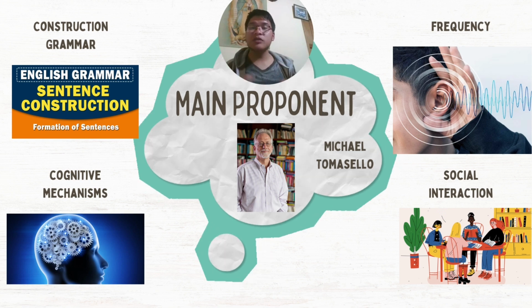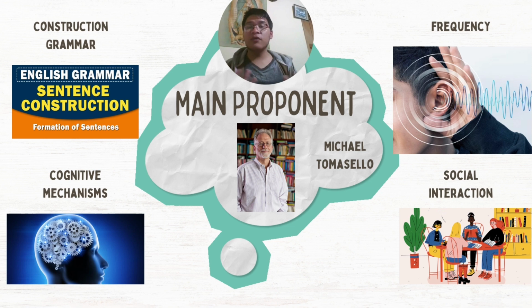The first of them is a construction grammar that suggests that language is organized around constructions, and these constructions are formed through the repeated exposure we have to the language. And this practically explains how different words and expressions are used in different contexts. The other one is frequency. It means that the more exposed we are to the language, the more likely we are to acquire the forms of the language. The other one is the cognitive mechanism.